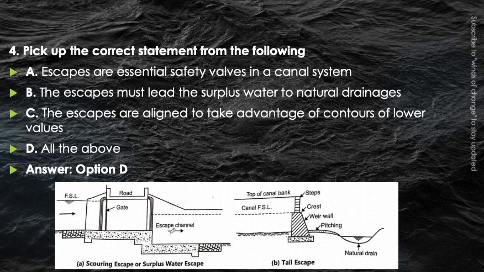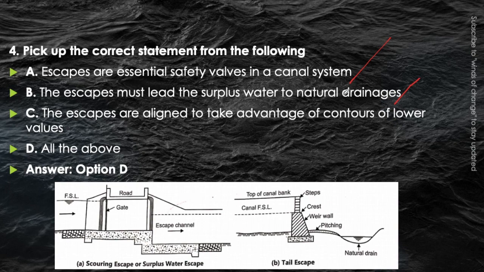These are the escape channels. Here it is being provided for tail escape. Here you can see the steps provided: crest, weir trend, and pitching. And this is the top of the canal bank. From the canal we are obtaining the escape channel. Now escapes are essential safety valves in a canal system, which is a correct statement. The escapes must lead the surplus water to natural drainages. Escapes take the surplus water from the canal to the natural drainage.